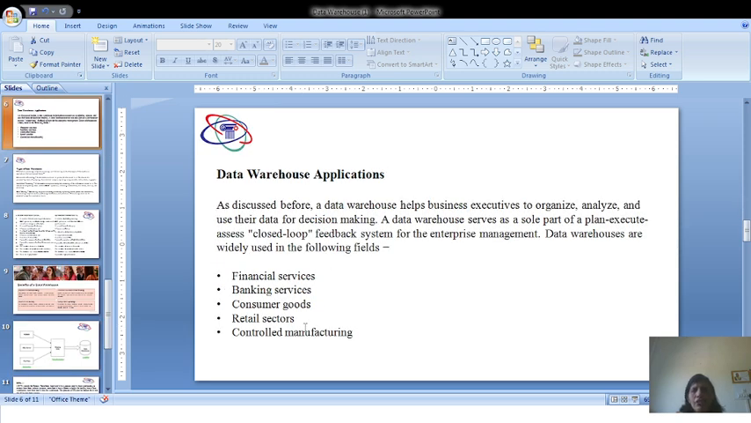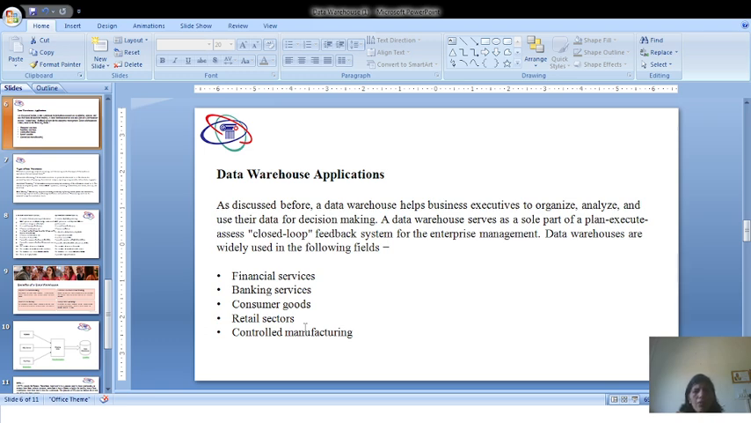Next is the application of the data warehouse. Nowadays, everywhere, like financial, banking, educational, and business, we need to store data, and we use data marts and other databases to store our data. A data warehouse helps business executives to organize, analyze, and use their data for decision making. The data warehouse serves as a sole part of plan executive assessment, a closed loop feedback system for enterprise management.